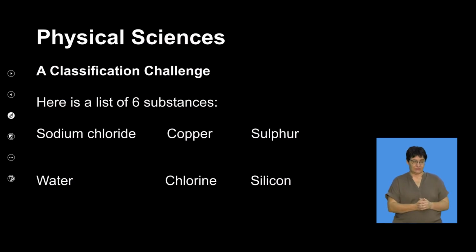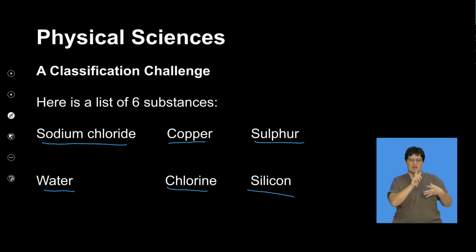It says here is a list of 6 substances. You can think of them as materials. We've got sodium chloride, that's one. We've got copper, sulfur, water, chlorine, and silicon. So there is a total of 6 substances. I'll be dropping some clues along the way, such that we must identify material or substance X from the 6 that are given.